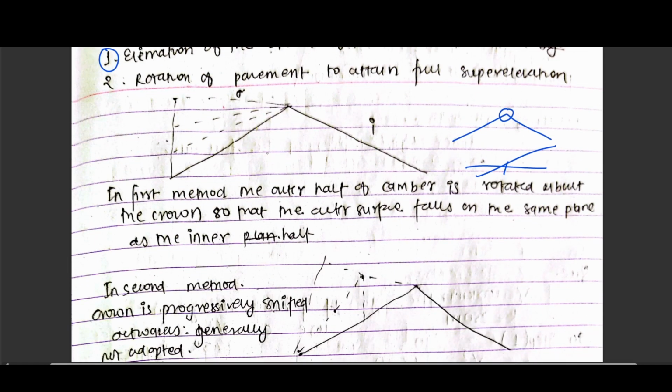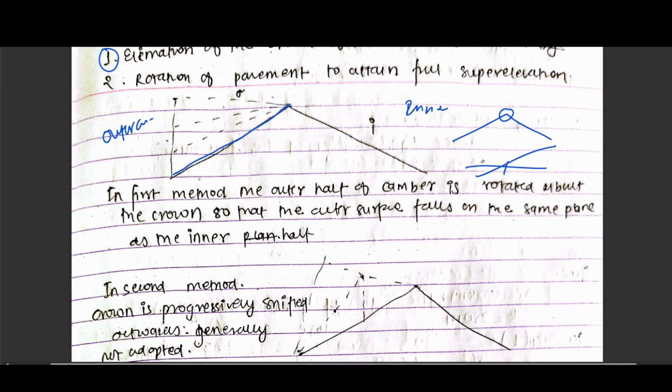So in the first method, the outer half of the camber is rotated over the crown so that the outer surface falls on the same plane as the inner half. That means this is the outer half, this is the outer curve, this is the inner portion of the curve, right? So this is in a straight line.